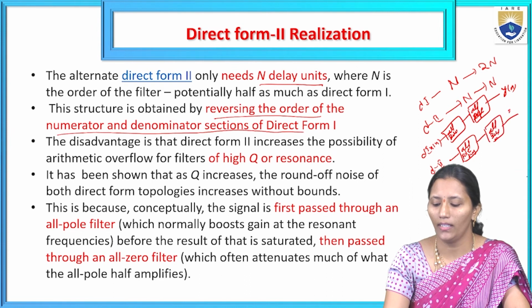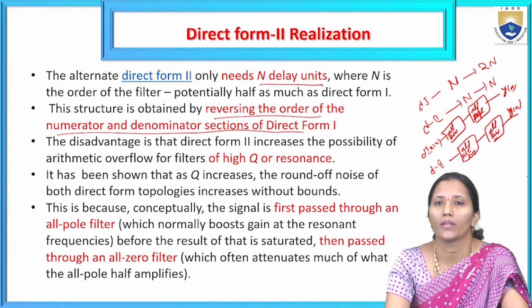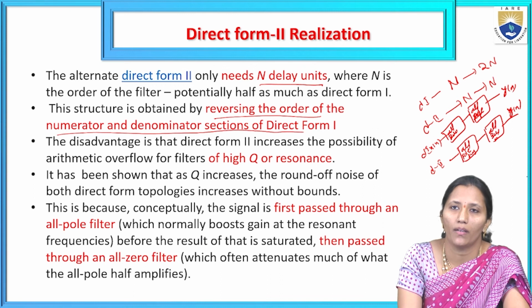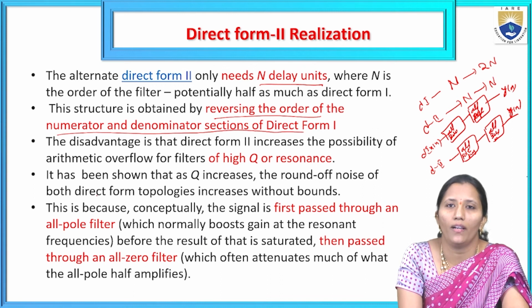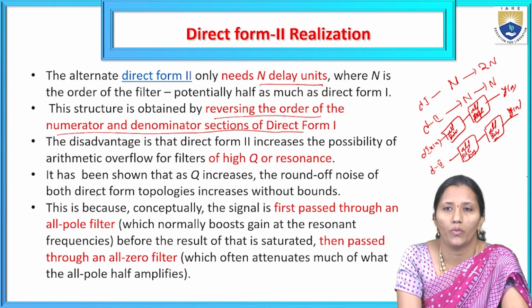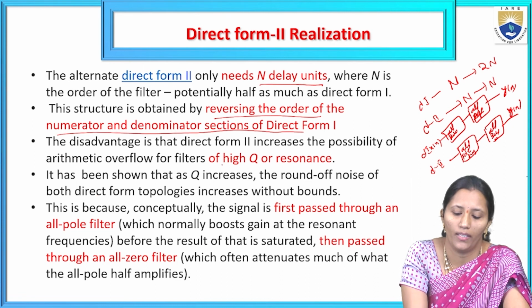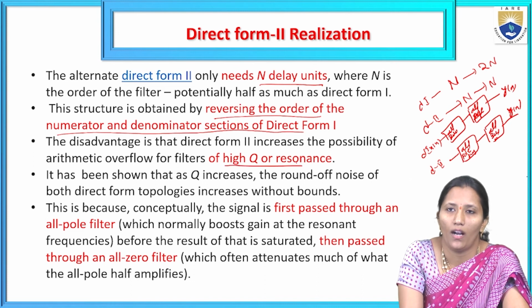Then we will get the y of n. So this is the difference between the direct form and direct form 2, and we are reducing the number of delays also. The disadvantage is that direct form 2 increases the possibility of arithmetic overflow for filters of high Q, that is, resonance.